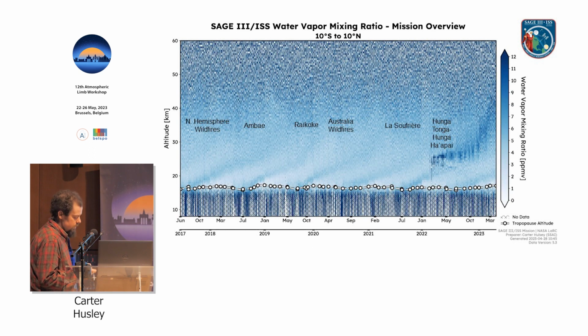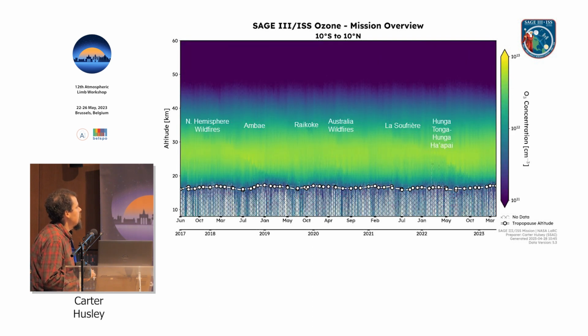And here's an example of the same plot over the same data set, the same latitude range of 10 degrees south to 10 degrees north, and in the water vapor again, you can see the Hunga-Tonga pretty well. And then finally, just for an example, here's our ozone, which is the AO3 product across that same time period.